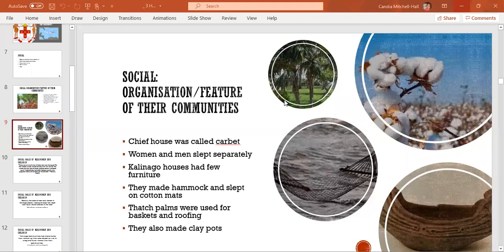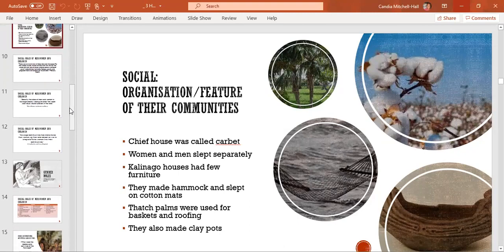Just like the Tainos, the Kalinagos, very much similar. They had the same furniture in their house, very few. They also slept on cotton mats and hammocks, and their roofs were made from thatch palm. In fact, they had also clay pots that they would have used, or their various different bowls. So those were some of their social practices.